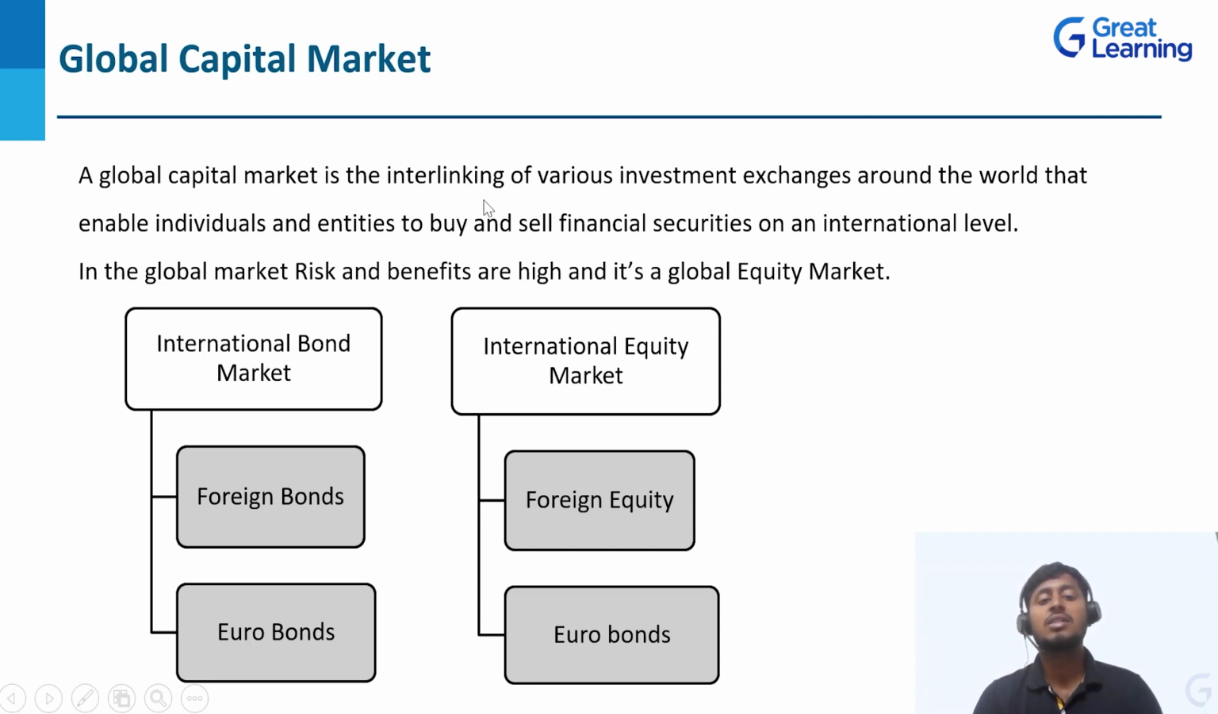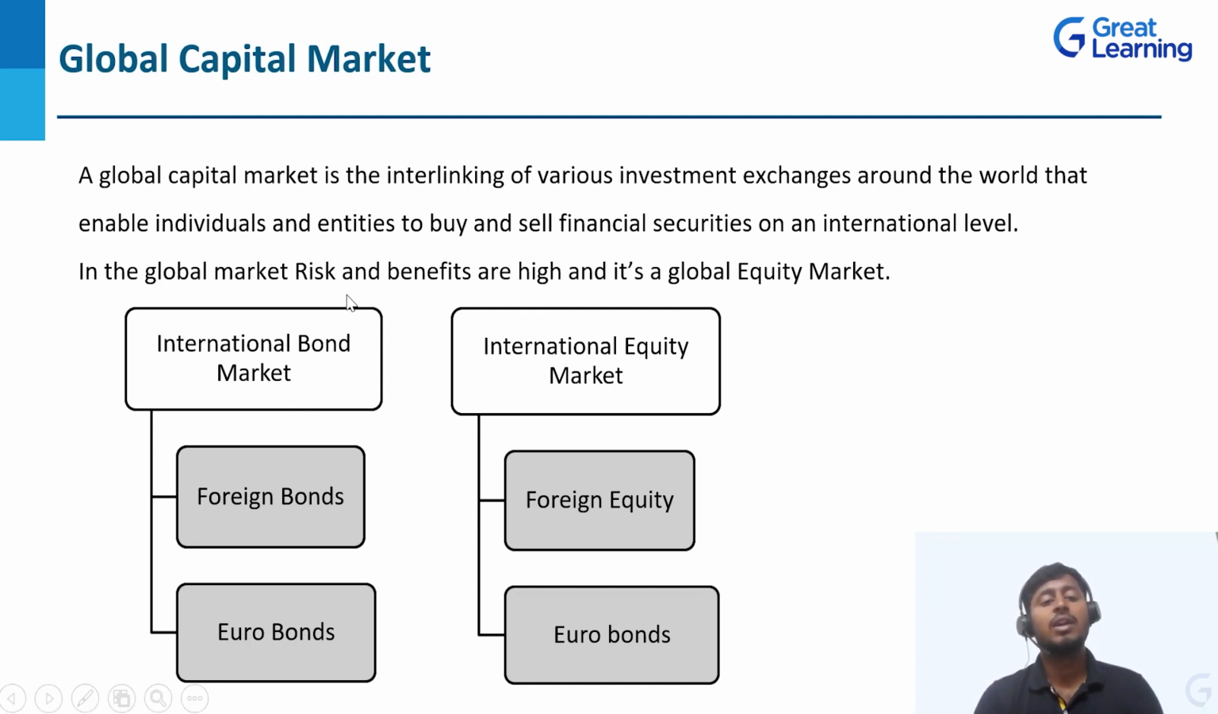A global capital market is the interlinking of various investment exchanges around the world that enable individuals and entities to buy and sell financial securities on an international level. This is the place where all the world can come and purchase the securities, shares and other instruments of international companies. All the global company securities are traded in this global capital market, where investors from all the countries can come and purchase, and all the companies can also come and issue their shares or securities.